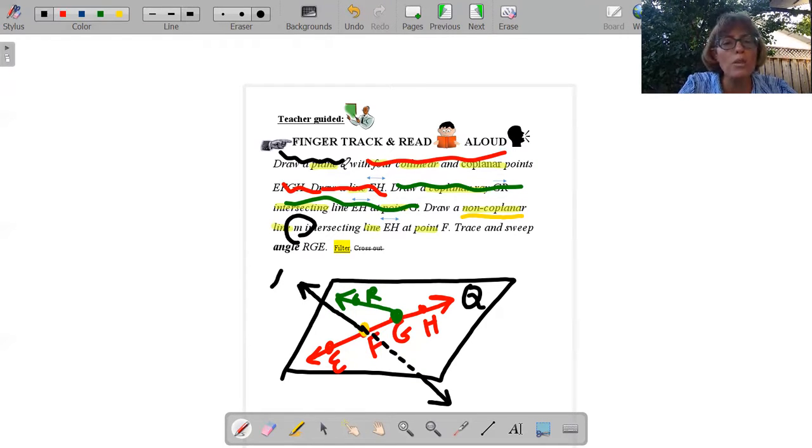Doesn't matter whether it's here or down here. Trace and sweep the angle RGE. Trace and sweep.